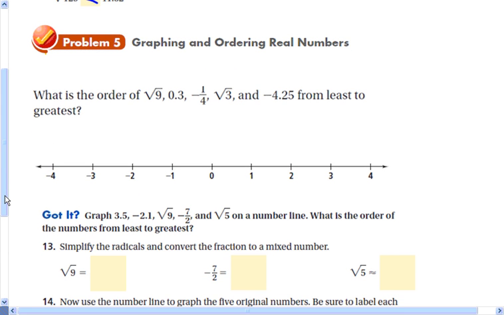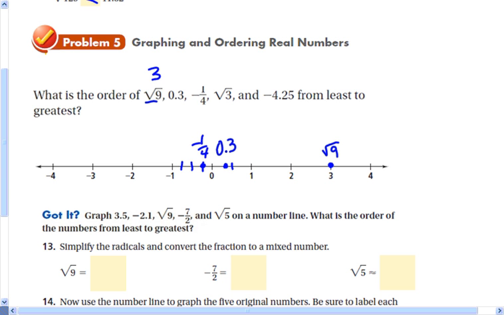All right, so we're going to use a number line to help us order these from least to greatest. So we're going to try and place these numbers on the number line, and that should help us know where they are. Now the square root of 9 is actually the whole number 3. So we're going to put a dot right there where 3 is. All right, 0.3 is a little bit before one half, which is halfway between 0 and 1.